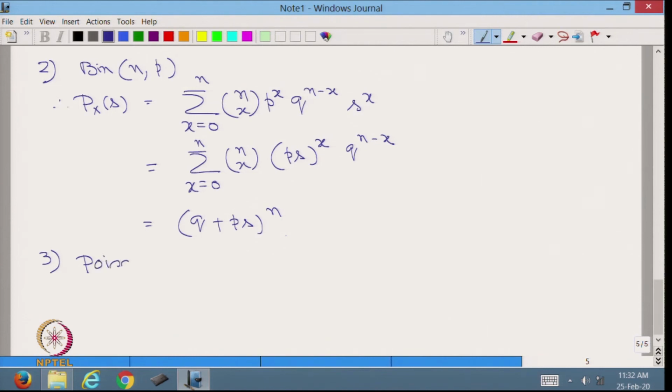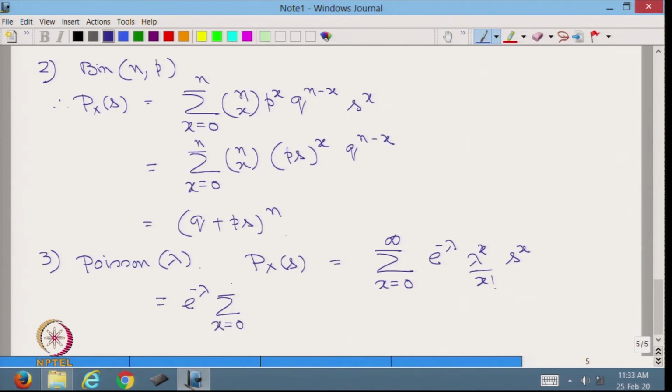Poisson distribution with lambda. Therefore, P_x(s) is equal to the sum over x from 0 to infinity of e to the power minus lambda lambda to the power x upon factorial x into s to the power x, which is equal to e to the power minus lambda times the sum over x from 0 to infinity of (lambda s) to the power x upon factorial x, which is equal to e to the power minus lambda into e to the power lambda s, which is equal to e to the power minus lambda into 1 minus s.